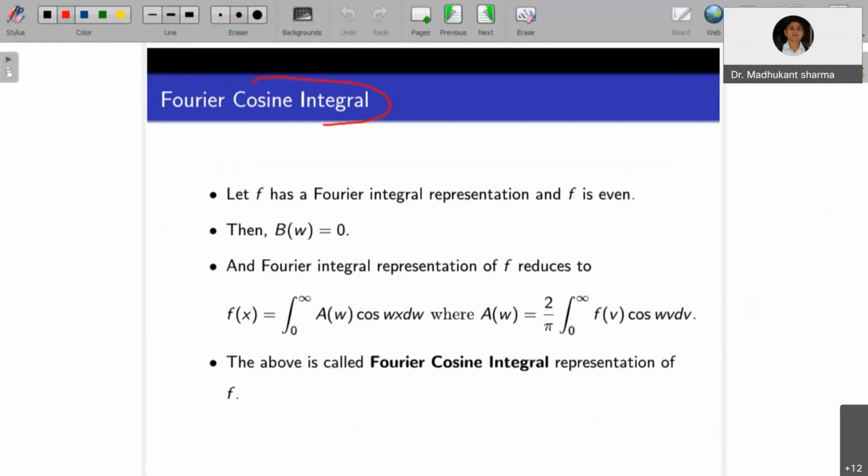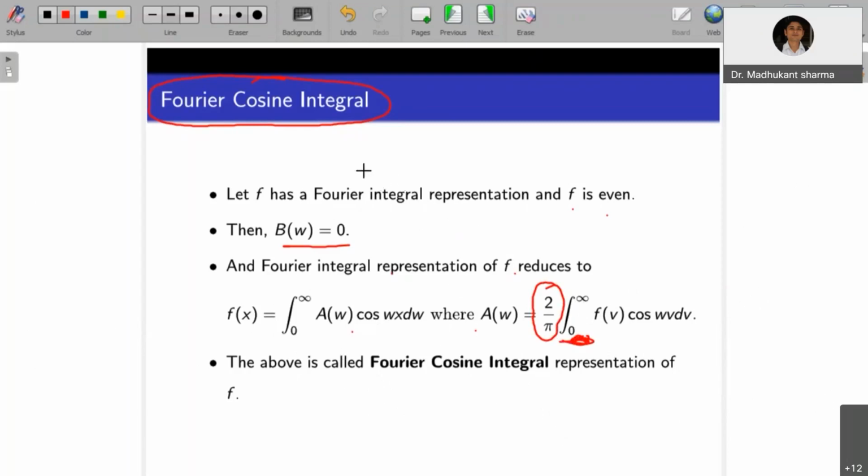If you are asked to find the Fourier cosine integral representation, you are forced to substitute p of w is 0, irrespective of whether f is even or odd. If f is even, then p of w is 0 directly, and the Fourier integral representation of f reduces to this. So 1 by pi becomes 2 by pi because of that property, and the integration from minus infinity to infinity becomes 2 times the integration from 0 to infinity. This is called the Fourier cosine integral.